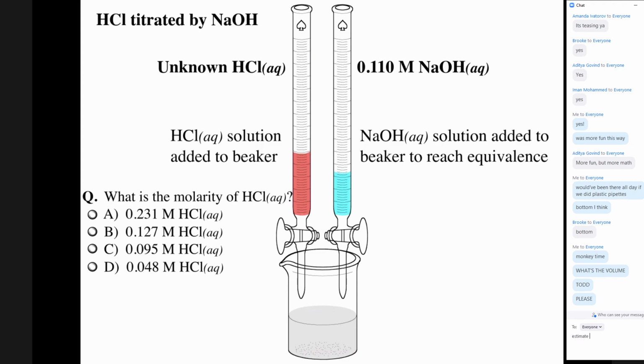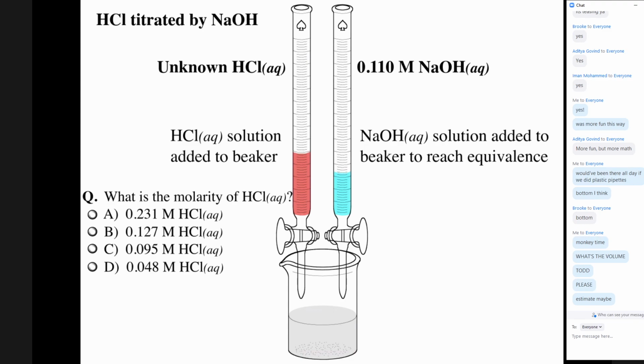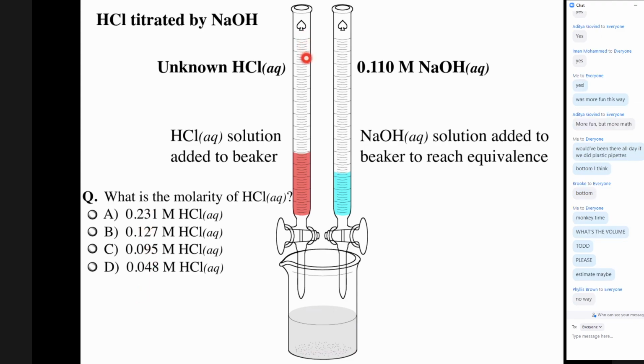And I loved this question when I heard about it. You can only estimate. The answers look really precise, but they're actually not. So you could calculate every line if you wanted to, but both of them started up here. Which should I add more of, the acid or the base?